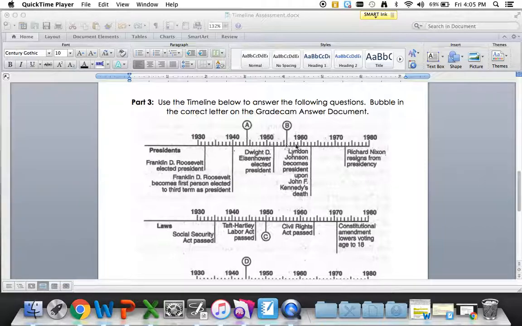B. 1960, Lyndon Johnson becomes president upon John F. Kennedy's death. 1970, Richard Nixon resigns from presidency. 1980.